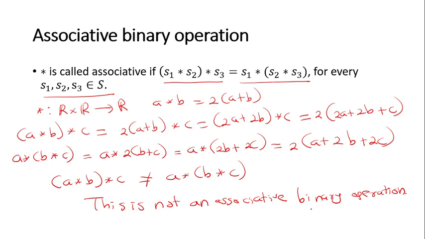So in today's video I discussed what a binary operation is and what conditions should be satisfied to be a commutative and associative binary operation. I think these concepts are clear for you. In my next video I hope to discuss what a group is and what an abelian group is.